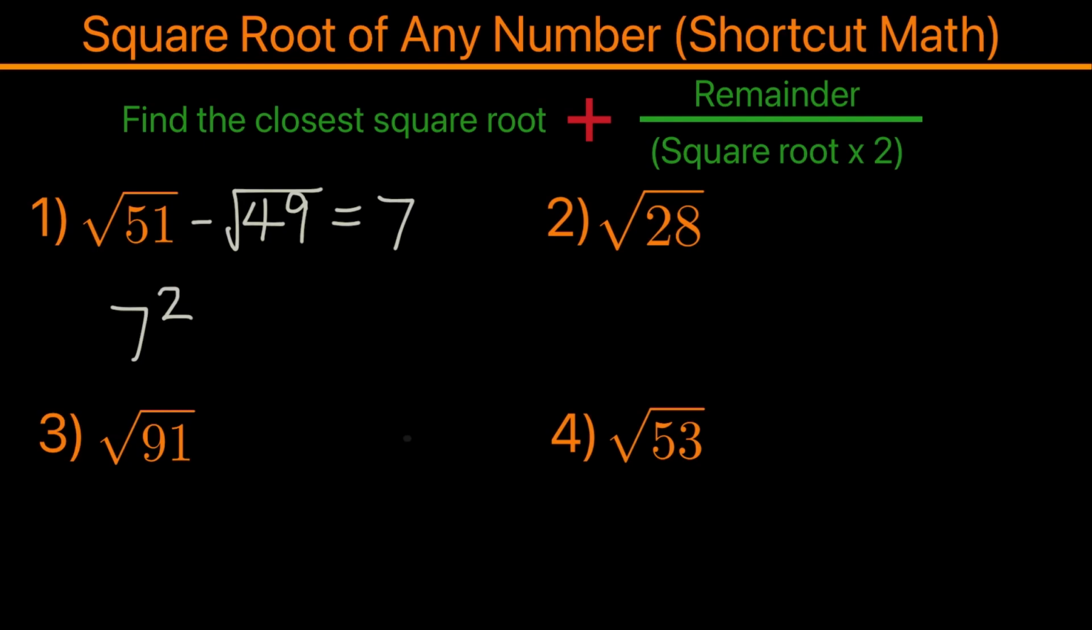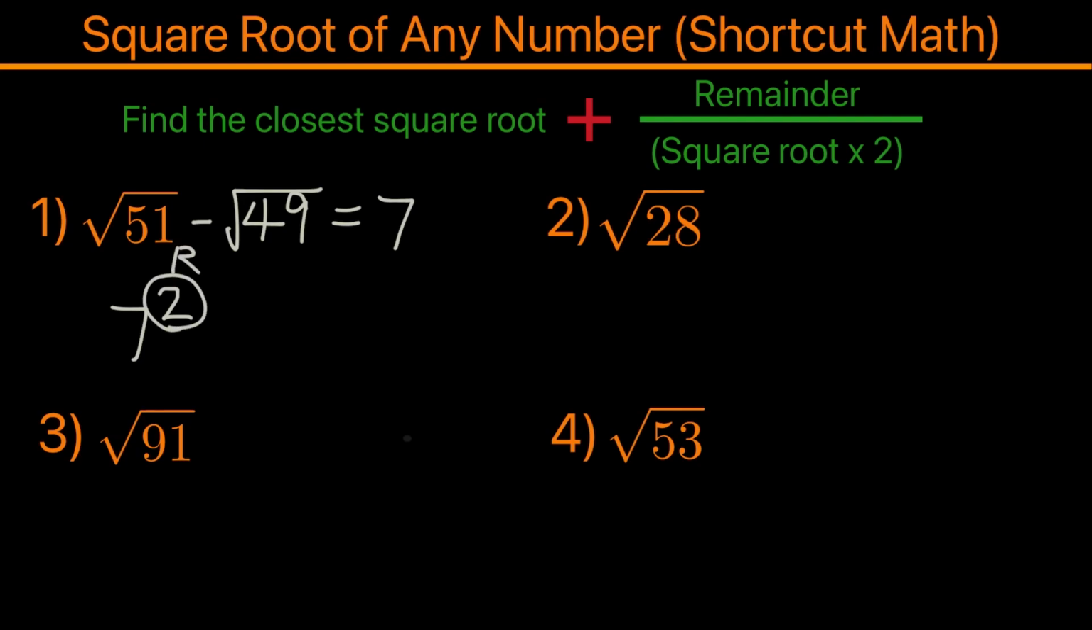Now this 2 is not a square root. It's just a number that we'll place on top of 7 as a placeholder. Now the 2 is the remainder, because 51 minus 49, we still have a remainder of 2. So this 2 is the remainder.